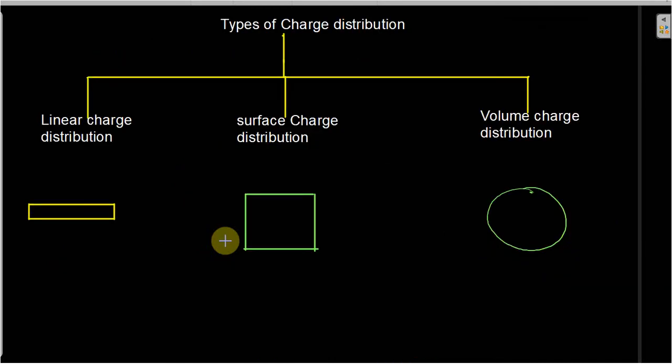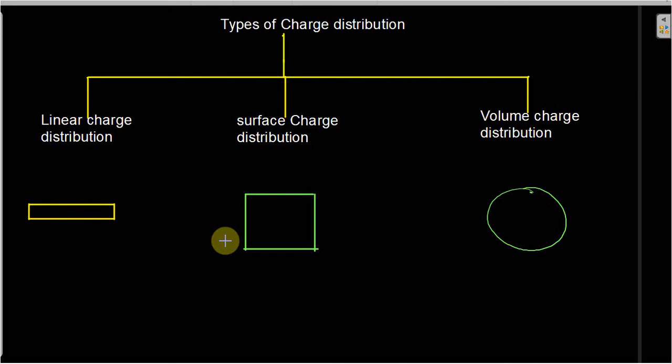Now next we will discuss types of charge distribution. One by one we will discuss types of distribution of charges. First one is linear charge distribution, second one is surface charge distribution, and third one is volume charge distribution. Okay, so now let's start. We will discuss first linear charge distribution.